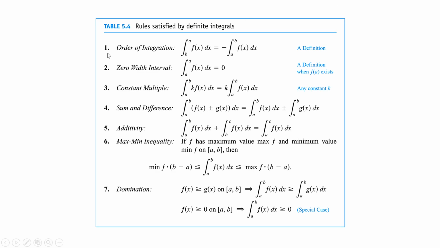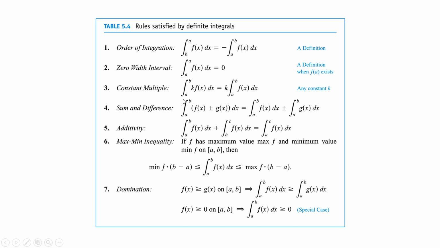So the first property is order of integration. If we change the order of integration, that is, the integral of b to a f(x) dx is equal to the negative of a to b f(x) dx. This can be proved by the Riemann sum and by the definition. Zero width interval: if we take the integral from a to a f(x) dx, what is the width of the rectangle then? The width is 0. So this integral will be 0.